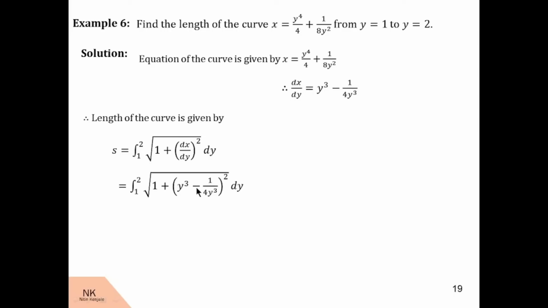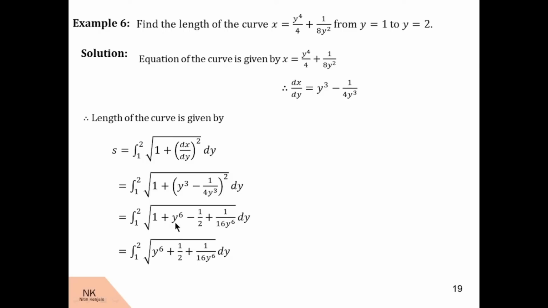Now this is like a minus b whole square, which can be expanded as a square minus 2ab plus b square. Now this 1 and minus half is nothing but just half. So we have y raised to 6 plus half plus 1 by 16 y raised to 6 dy. But this is nothing but y cube plus 1 by 4y cube whole square. You can pause the video and check the calculation.